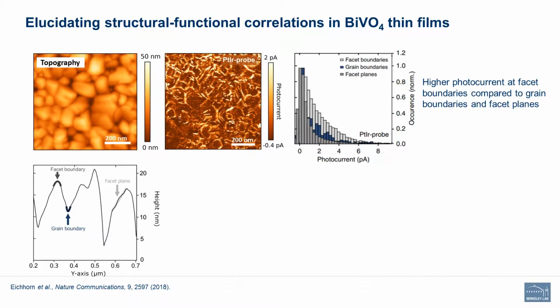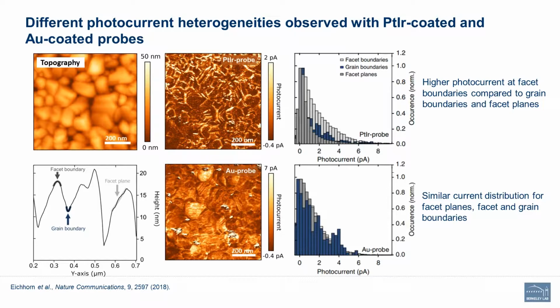To investigate the dependence on the cantilever coating, we performed the same measurements with a gold-coated probe at the same sample position. If we look at the histogram, we see a current distribution which is similar in all three different regions. So this pronounced dependence of the cantilever coating on the photoconductive contrast shows us that there is a variation in the interface energetics at the contact between the probe and the BIVO thin film.